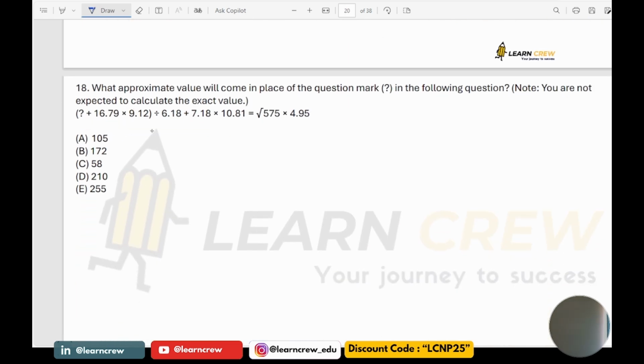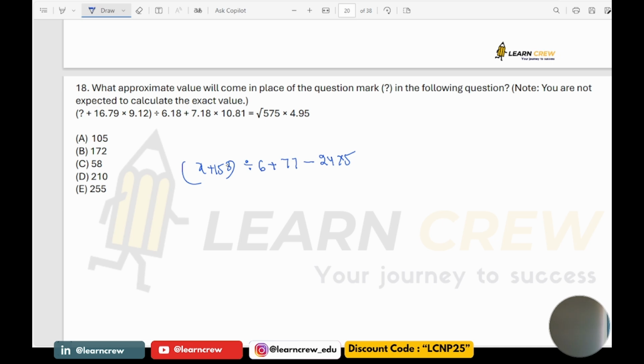Next, approximate value. So please see here how much plus this is 17 into 9. 17 into 9 means 153 divided by 6 plus 7 into 11, 77 minus root over 576 is 24. 24 into 5, 120. This is the value you are supposed to calculate, right? So what is the value?